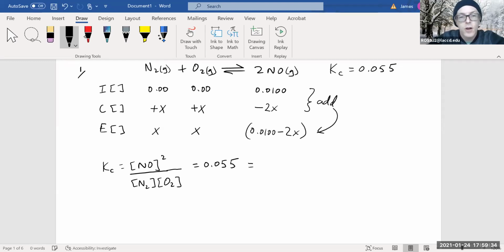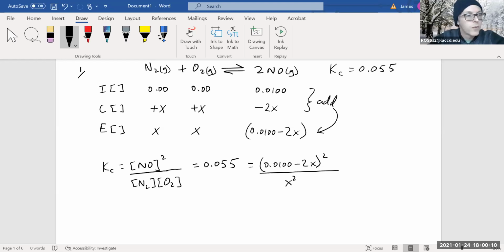And this is equal to the concentration of NO at equilibrium, so it's this thing squared. So it's going to be 0.0100 minus 2x, squared, divided by the concentration of N2 multiplied by O2, both of which are x, so it's just x squared. Okay.